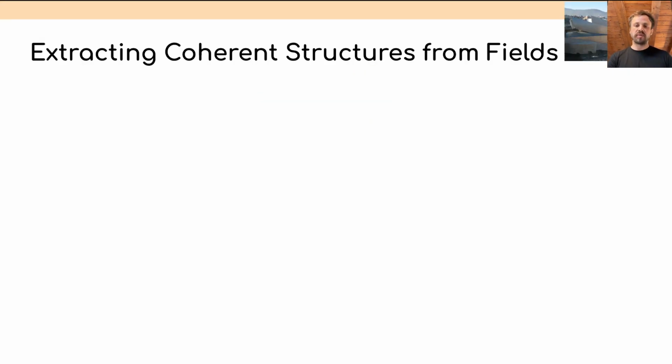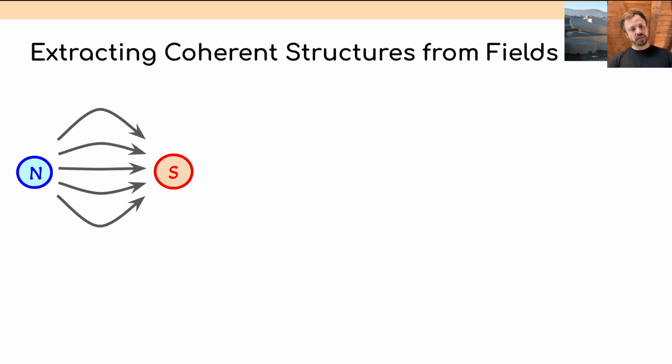To begin, I want to discuss the problem of extracting coherent structures from fields. For instance, for applications in architecture, such as in the surface of the Guggenheim Museum in Bilbao. To begin, I want to start by thinking about just vector fields, such as a magnetic field.